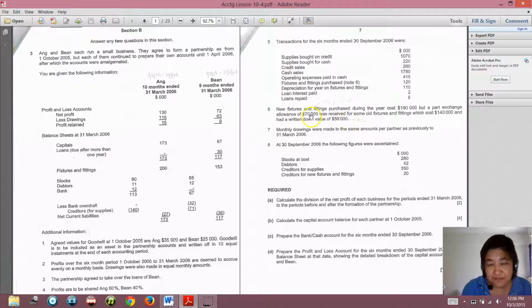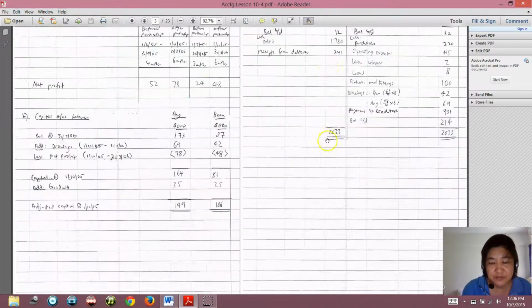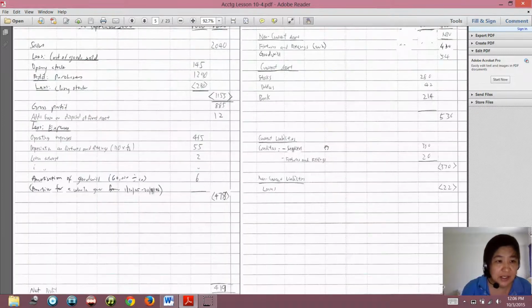The supplier gives you a trade-in value of 70,000. So that means you actually profit 12,000. So this profit will be put in the profit and loss account as gain on disposal of fixed asset.